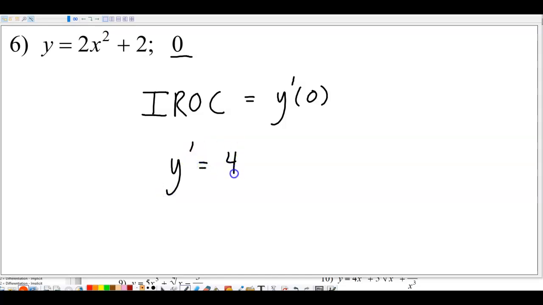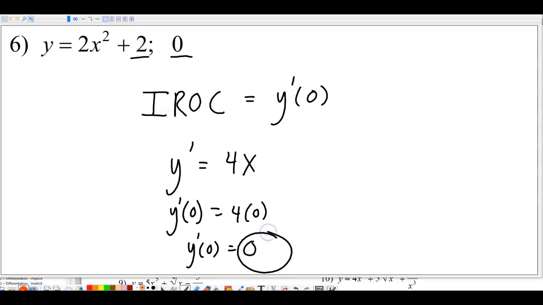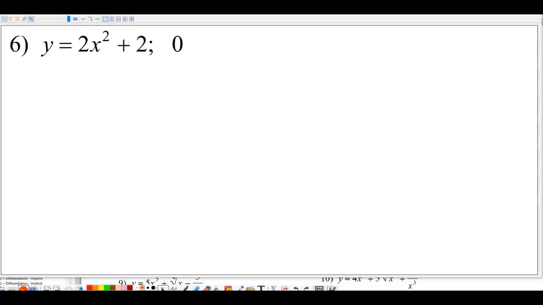Well, doing the power rule, I get 4x, and then taking the derivative of 2 is just 0, so that just goes away. Next, we're going to plug 0 into the derivative, and that will tell me my answer. So 4 times 0 is 0, and there's our instantaneous rate of change. So an instantaneous rate of change is found by taking the derivative and then plugging in the number, and then you're all done. So let's go ahead and take a look now at number 8.